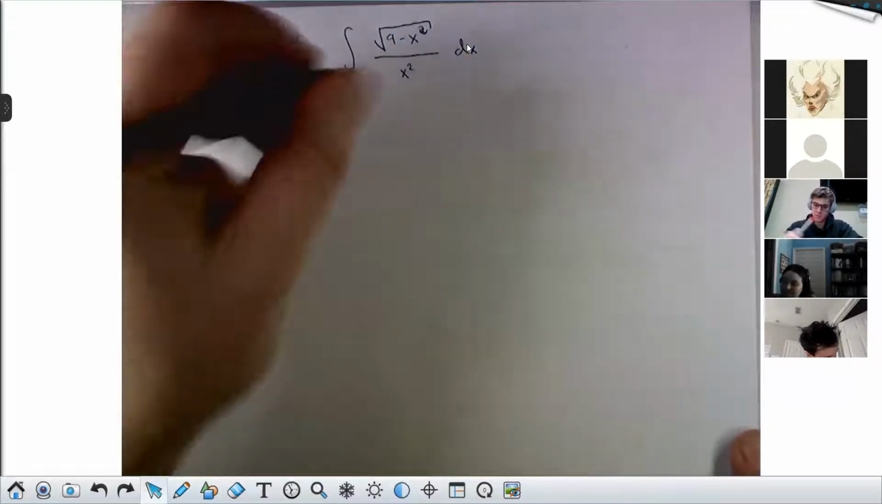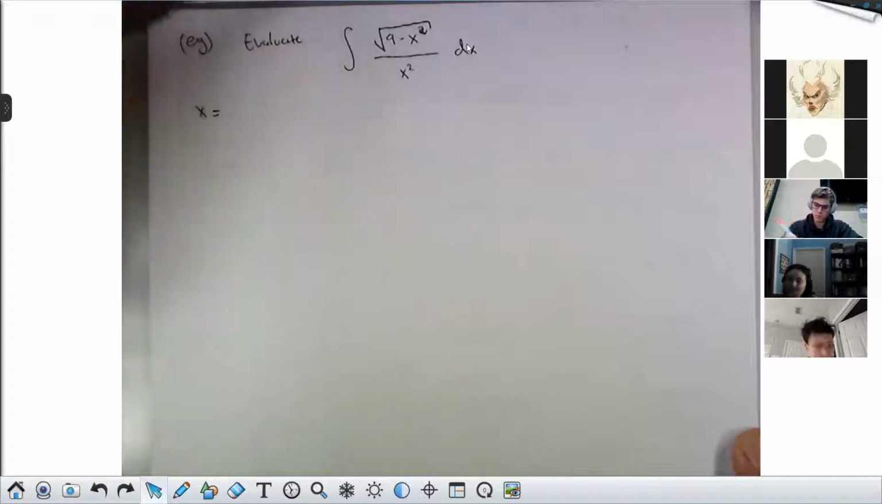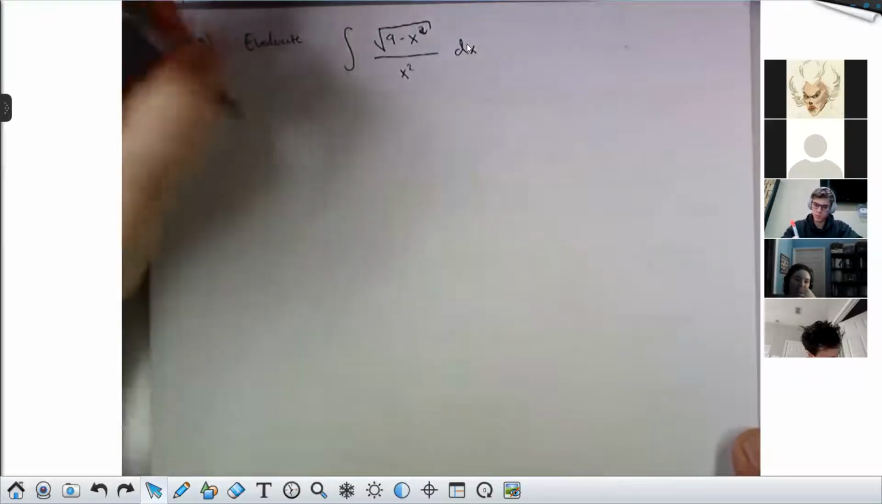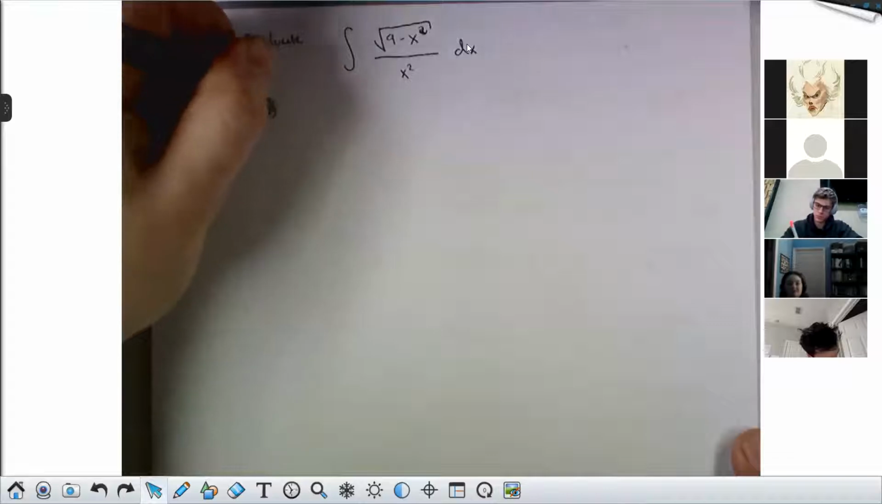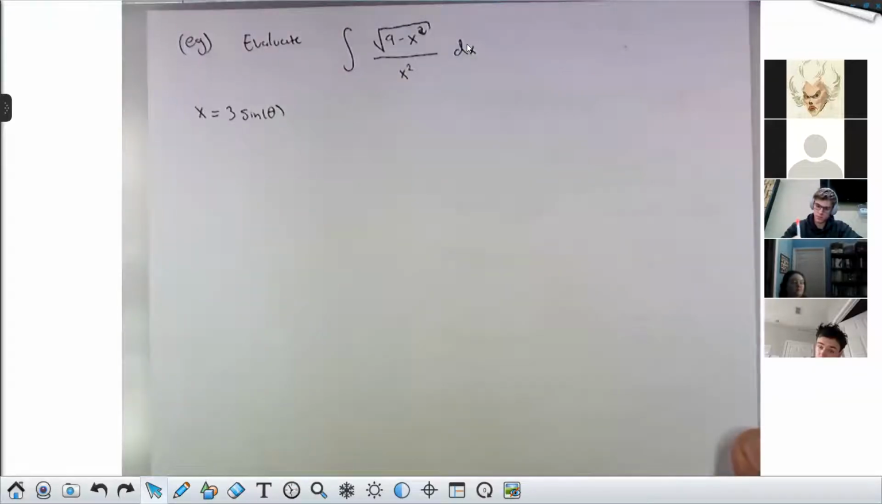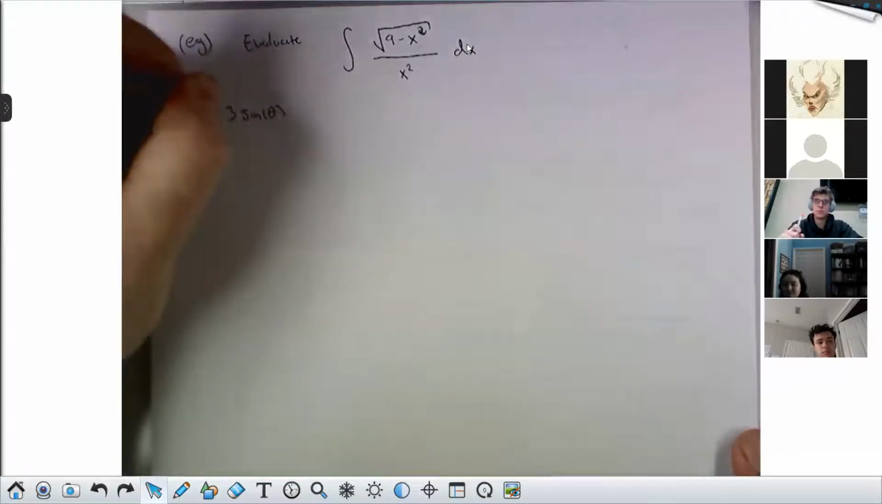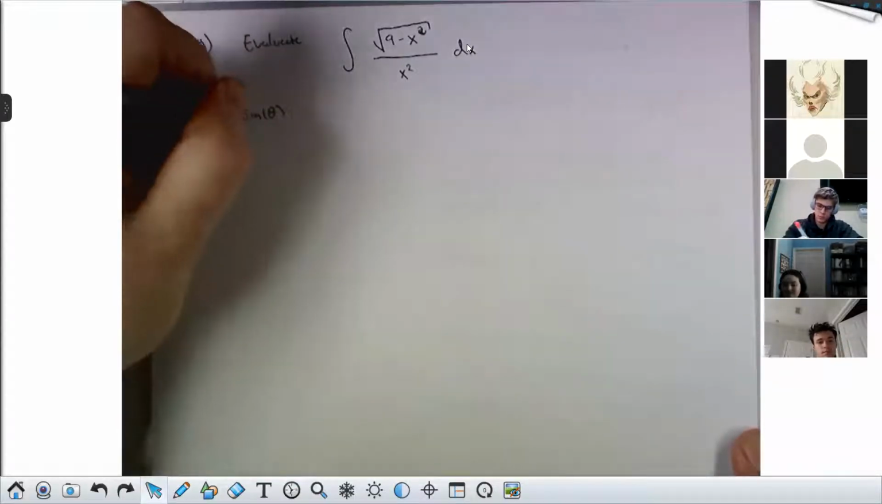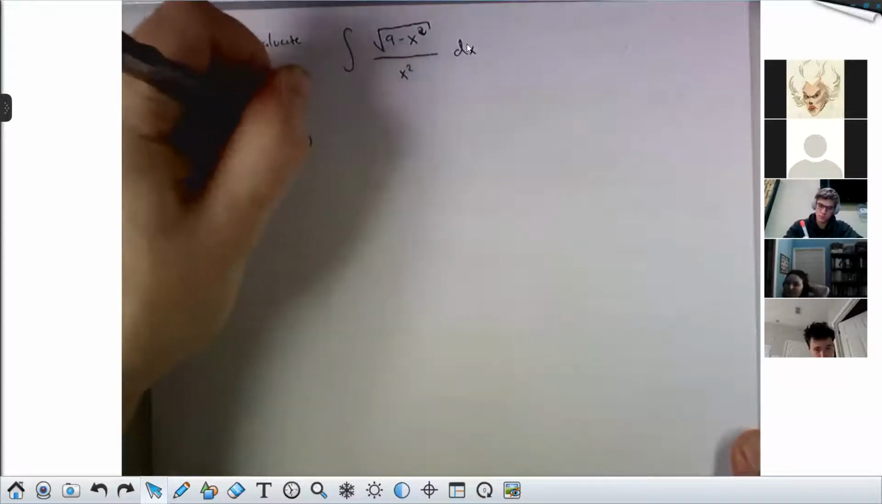substitution. The substitution here is x equals a times the sine of theta. So if a squared is 9, then a is 3. So we're going to sub x equals 3 sine theta. And just like with any other substitution, you need to calculate your differential dx. Dx here would be 3 cos theta d theta.